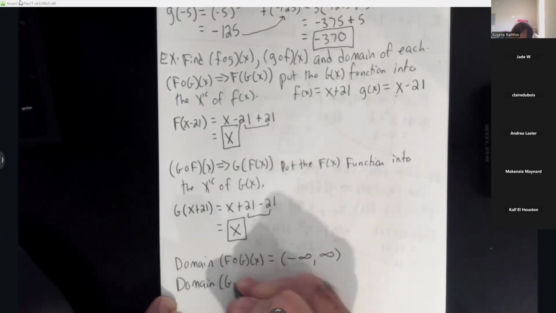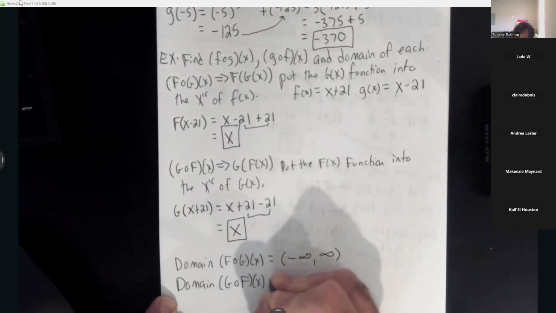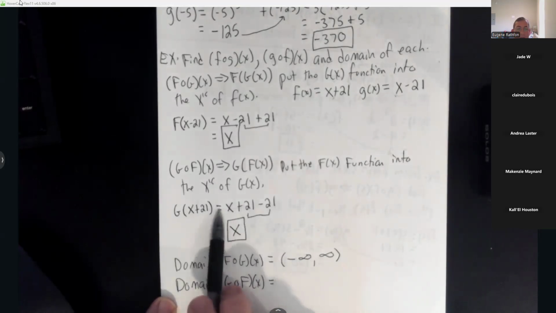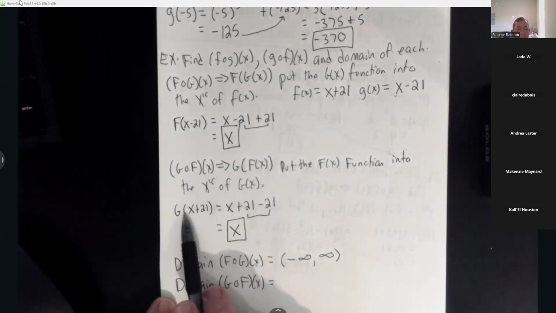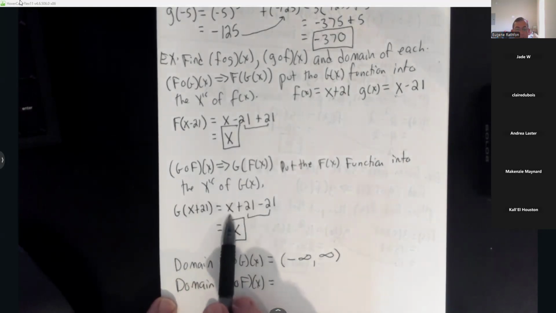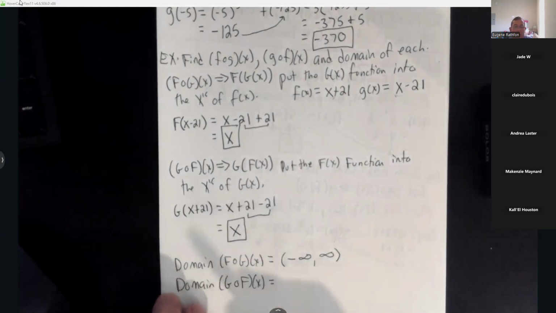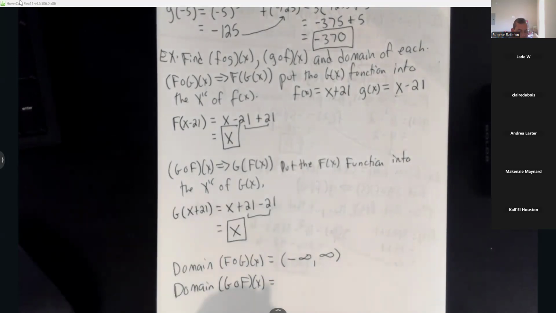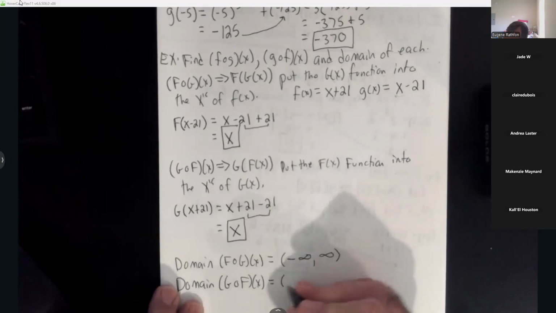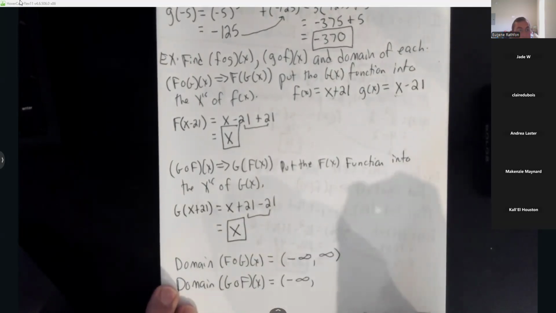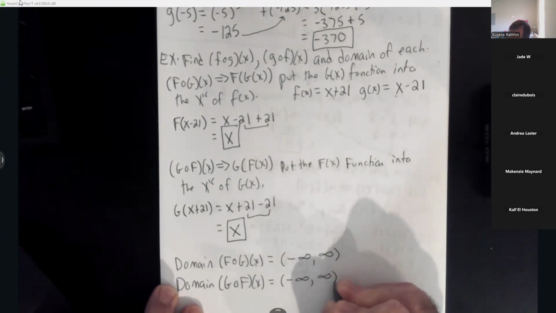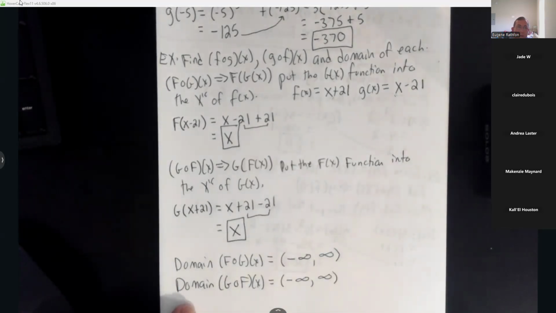All right, so the domain of g compose f of x. Well, we was working that one right here. So g compose f of x gives me x plus 21 minus 21. So once again, I do not see any fractions on that. So there's no way to get a zero in the denominator if you don't have a denominator, right? So that means there's no numbers I got to kick out of my domain. So this domain would be good for negative infinity to positive infinity. No restrictions.